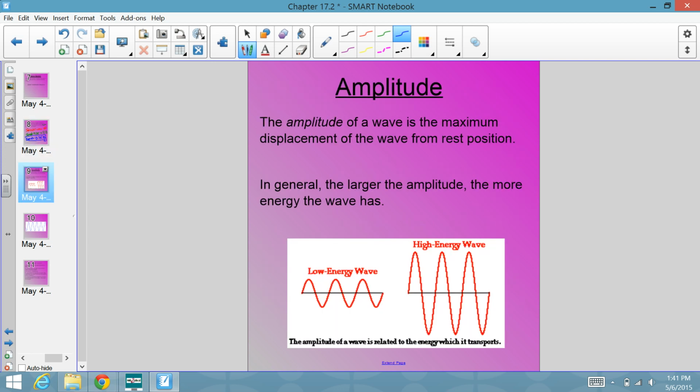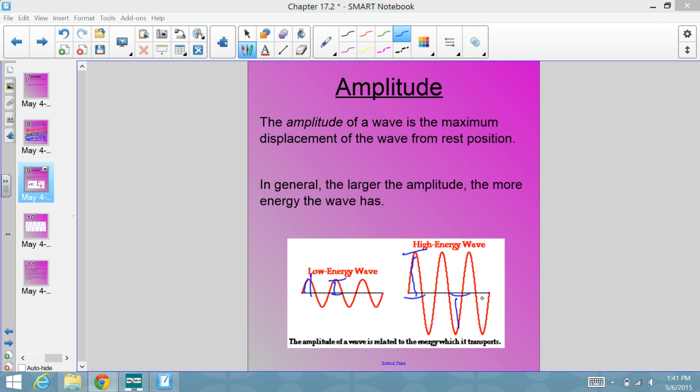The last property that mechanical waves have is the amplitude. And the amplitude of a wave is the maximum displacement of the wave from rest position. What that means is, from a 0 point, where if we were not applying any energy, this material would be flat, the farthest it moves from that point is its amplitude. So in this low energy wave that has a very small amplitude, that's our amplitude. This high energy wave, this is our amplitude. You can see from the 0 line up to the top or from the 0 line down to the bottom, they're the same.